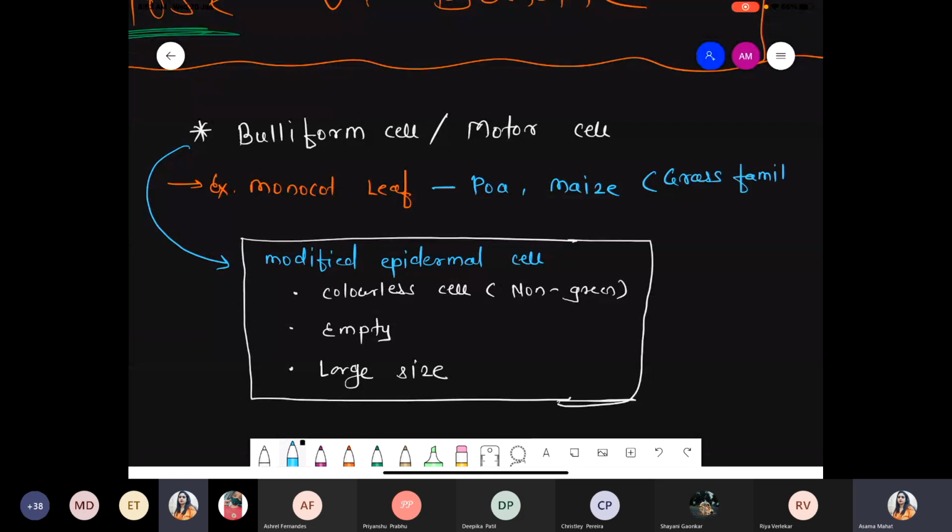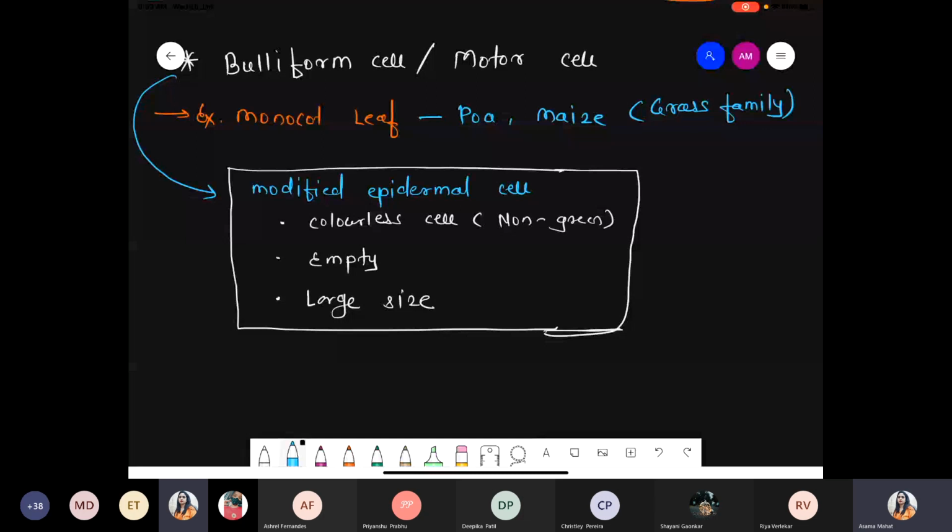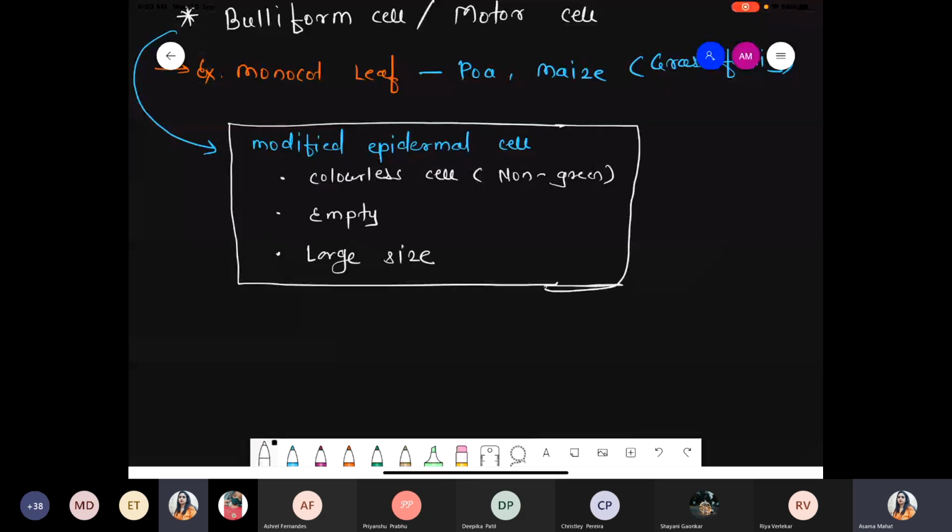So we are talking about the function. What exactly is the function of bulliform cells? Now, bulliform cells play a very, very important role.